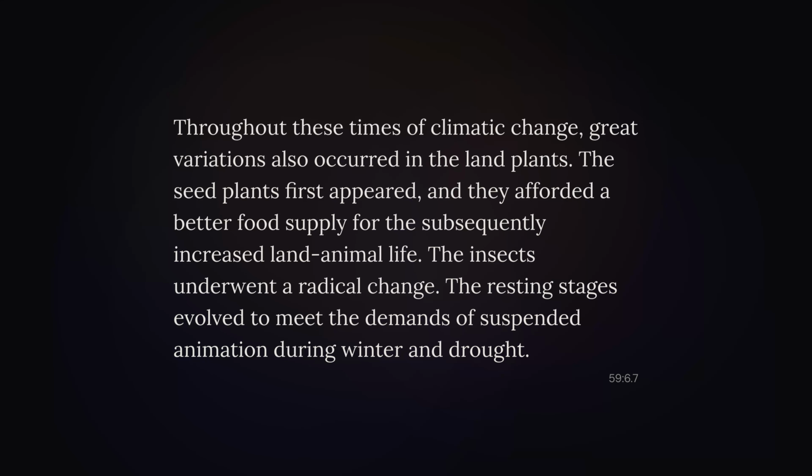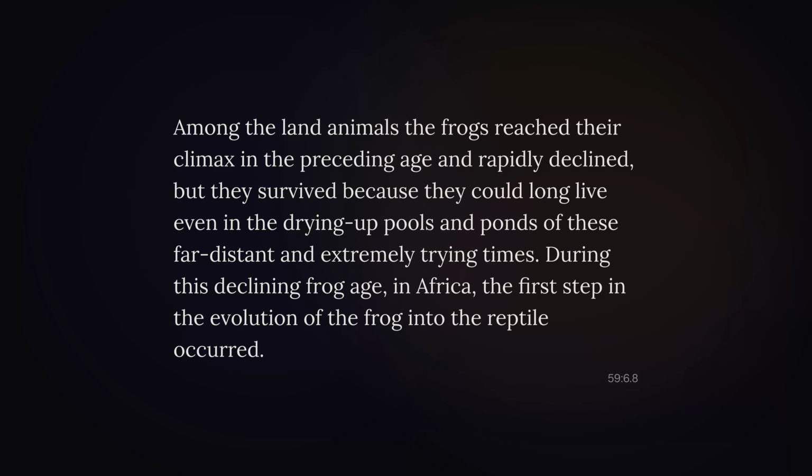Throughout these times of climatic change, great variations also occurred in the land plants. The seed plants first appeared, and they afforded a better food supply for the subsequently increased land animal life. The insects underwent a radical change. The resting stages evolved to meet the demands of suspended animation during winter and drought. Among the land animals, the frogs reached their climax in the preceding age and rapidly declined, but they survived because they could long live even in the drying up pools and ponds of these far distant and extremely trying times.